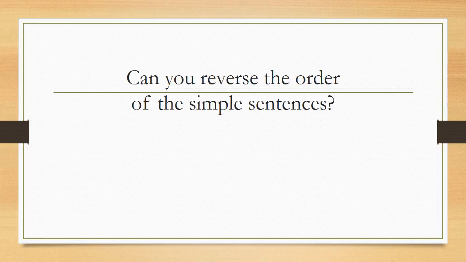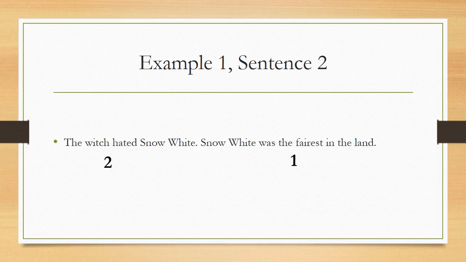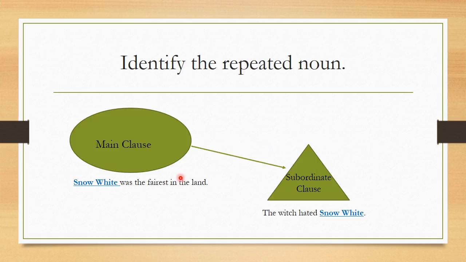That was simple enough. Now, remember we asked in the beginning, which one do you want to pick as your main clause, and we picked the first one. So now it is possible to pick the second one instead. Let's look at it. The witch hated Snow White, that's going to go second now. And I'm going to use this one, Snow White was the fairest in the land, as my main or first clause. Here we go. Snow White put it here and the witch put it here.